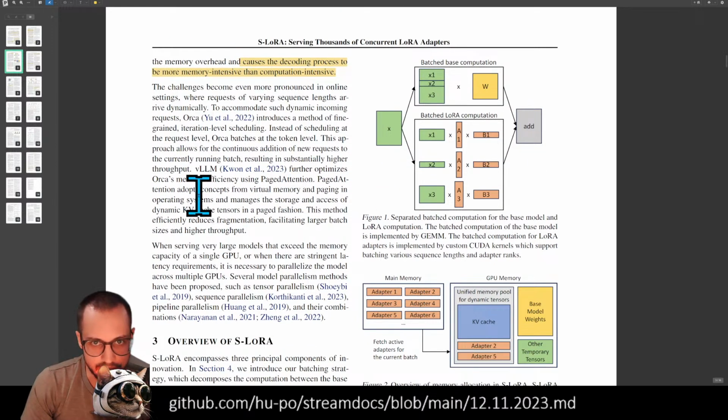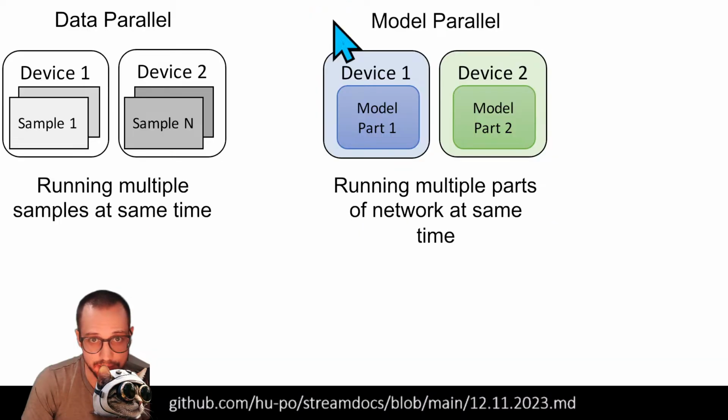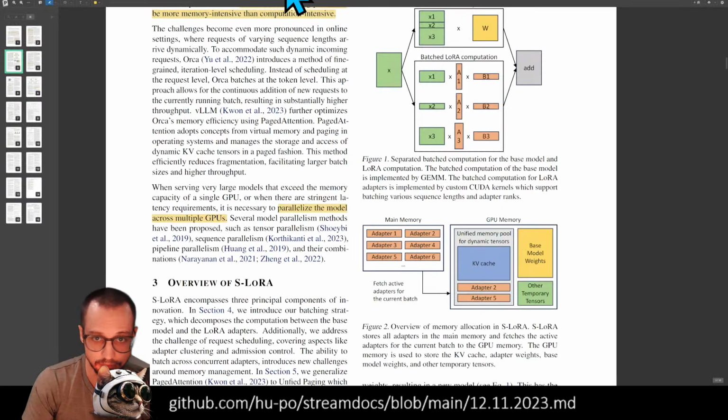There's a couple different ways that people have tried to get this to work. There's Orca, there's vLLM. So vLLM is actually the paper that I have pulled up here. When serving very large models that exceed the memory capacity of a single GPU, or when there are stringent latency requirements, it is necessary to parallelize the model across multiple GPUs. So this is model parallelism, right here. You're splitting the model into two parts, putting one on the first GPU and the other one on the second GPU. And there's a bunch of other fancy types of parallelism, and drop by the Discord and ask about those.